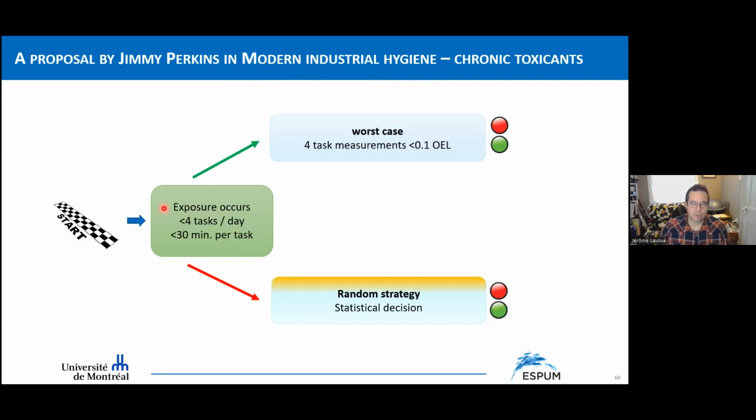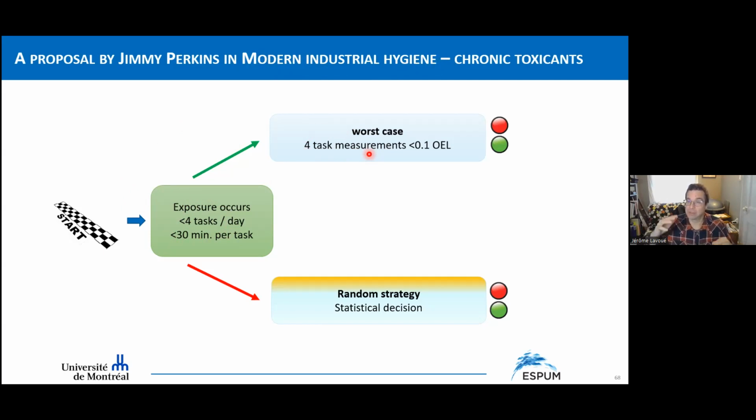So if exposure occurs in a restricted number of moments in a day. Here, Jimmy Perkins said, for example, less than 4 tasks a day and less than half an hour per task. If that's the case, then you might try worst case. And how do you perform worst case? Here, you take 4 task measurements. So you just measure during the task, not during the day.